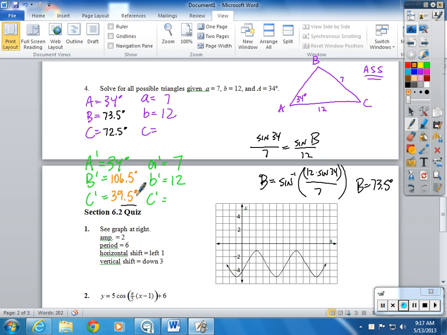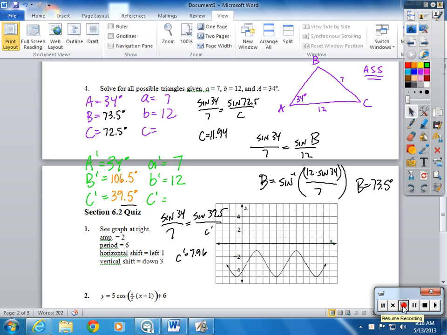And then I go and find my missing side by doing law of sines again. So sine of 34 over 7 equals the sine of 72.5 over C. Same thing down here. Sine of 34 over 7 equals the sine of 39.5 over C prime. And I find each of those sides. When I type those into my calculator, I end up with 11.94 for side C here.